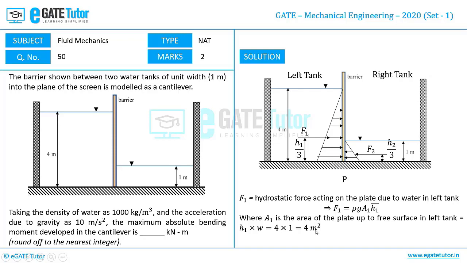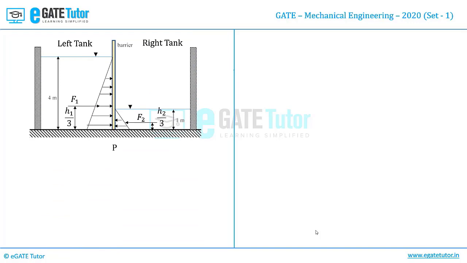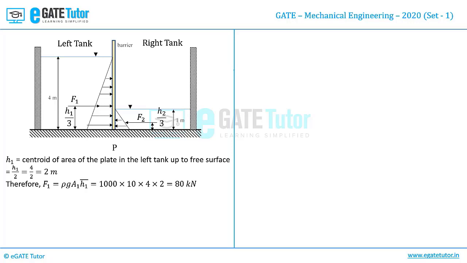And let us try to replicate the figure again. We know that h1 bar is equal to the centroid of the area of the plate in the left tank up to the free surface, which is nothing but 4 by 2, 2 meters. So this gives us the hydrostatic force in the left tank due to the water present which acts on the cantilever barrier as rho g A1 h1 bar. Substituting the corresponding values will give us F1 is equal to 80 kilonewtons.